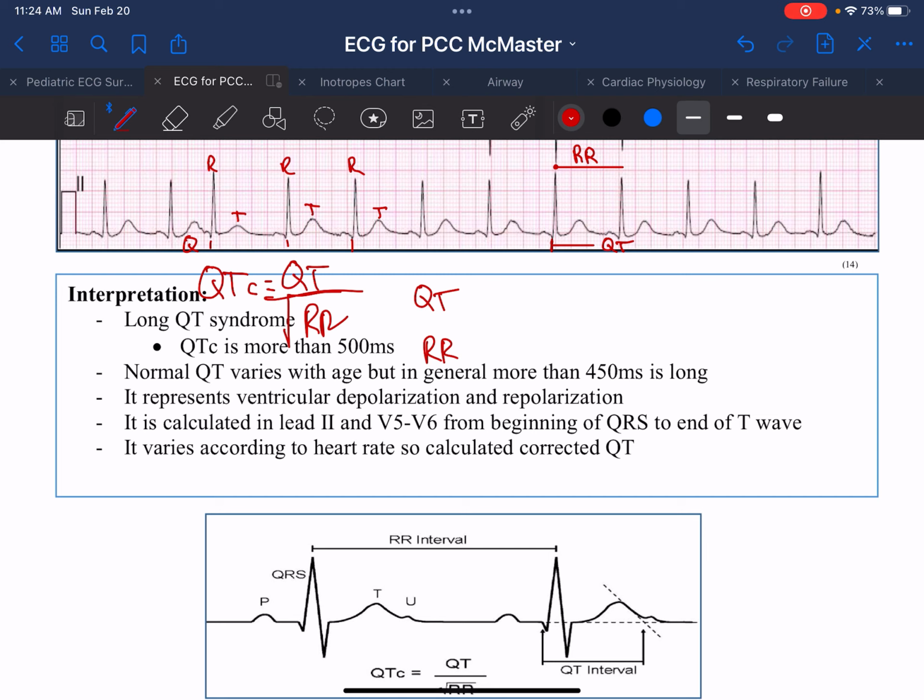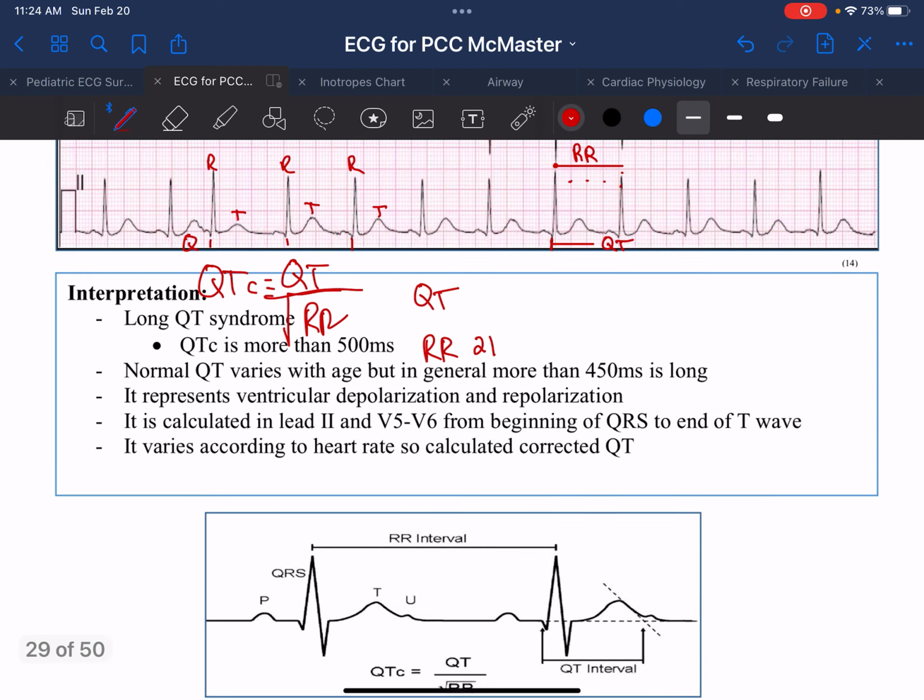On standard ECG paper, one large block has 5 small squares. And so for the RR interval, you can see that there's 5, 10, 15, 21. 21 small squares. And for the QT interval, from here to here is 5, from here to here is 10. There's 11 there and 12 over there. So that's 12 small squares.